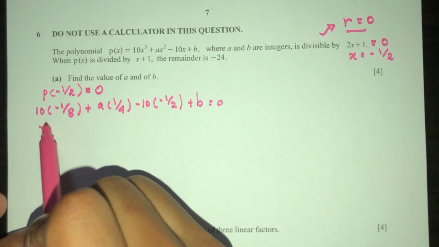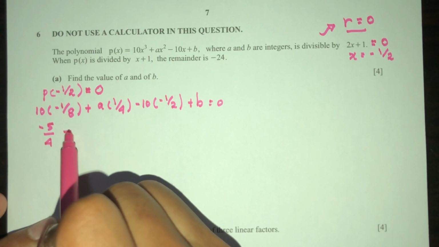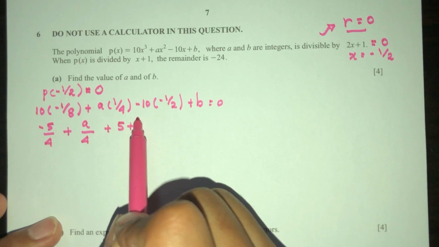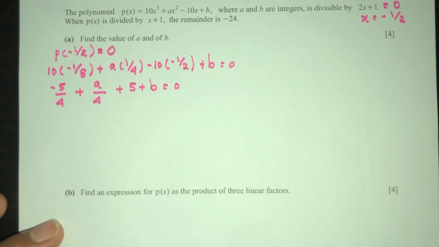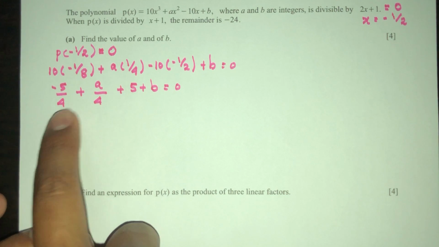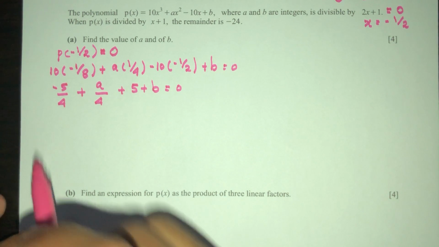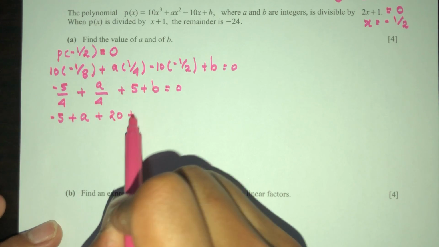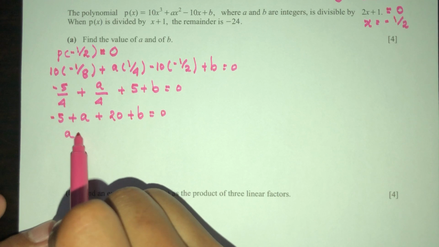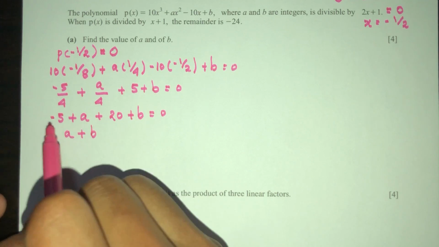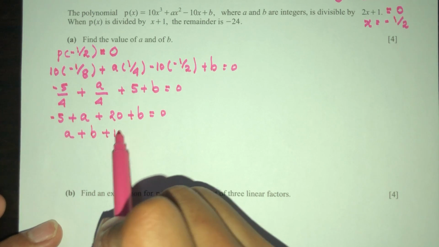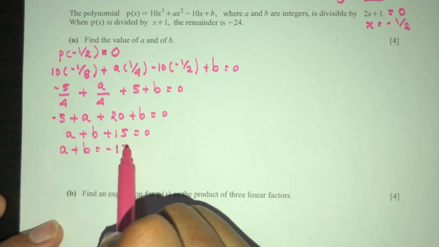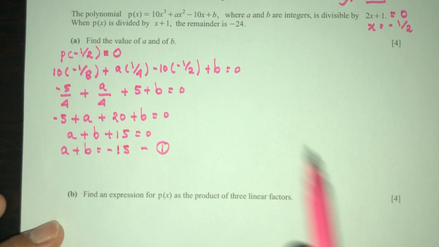Now simplify, that will become -5/4 plus a/4 plus 5 plus b is equal to 0. Now of course, to eliminate these fractions, multiply everyone by 4, you will have -5 plus a plus 20 plus b is 0. So a plus b, -5 plus 20 will become 15, is equal to 0. So a plus b is equal to -15, and that will be your equation number 1.